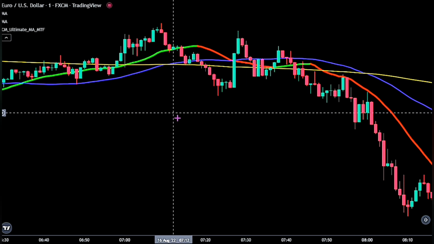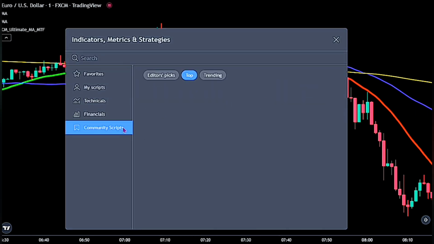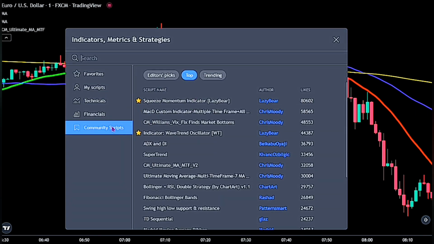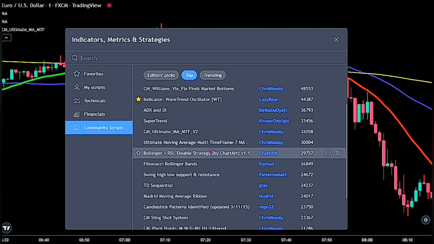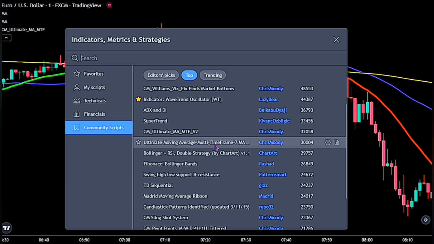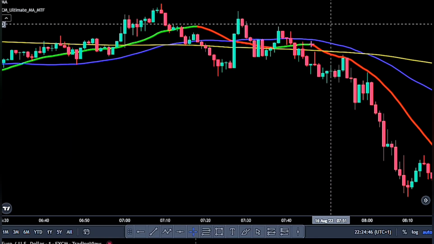Go ahead and bring up your indicator panel, go over to community scripts, and that is this button right here. Now on the 3 headings above, move over to top. When you are on this page, scroll down a little till you locate this Ultimate Moving Average by Chris Moody. For this strategy, this is the one we are using, the Ultimate Moving Average multi-time frame. Okay, now that you know the indicators we are using, let us go over how to use them.